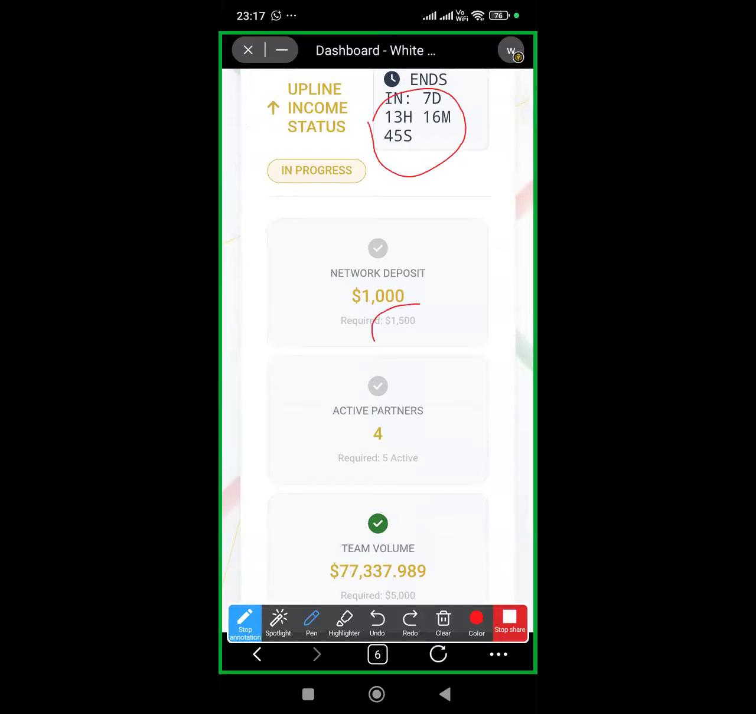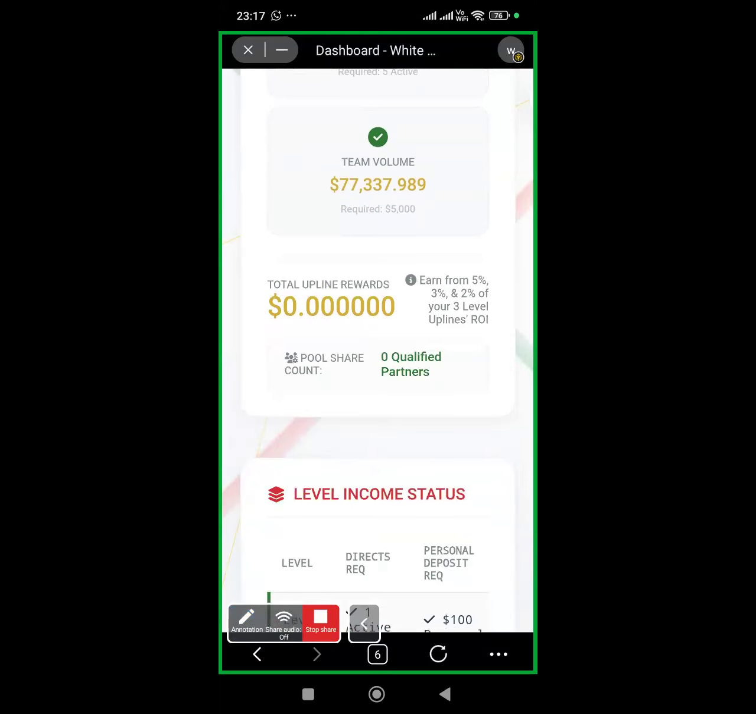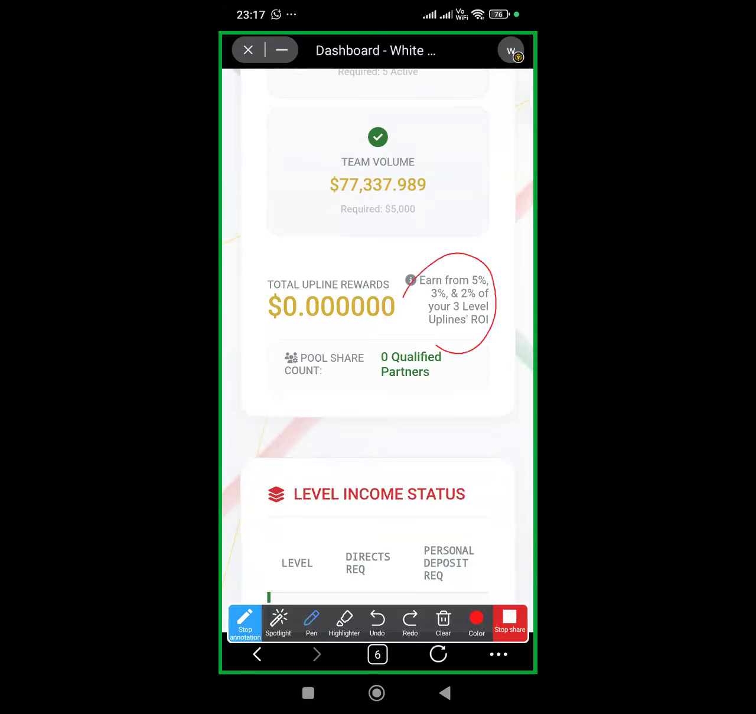Your personal deposit requirement is 1,500, your direct referrals should be 5, and your team volume should be $5,000. If you have the $5,000 team volume, 5 directs, and your personal investment of 1,500, you start making income 3 levels up from your upline. So this is another income from the upline income. You can see here it has distributed 5% from the first upline, 3% from the second upline, and 2% from the third upline.